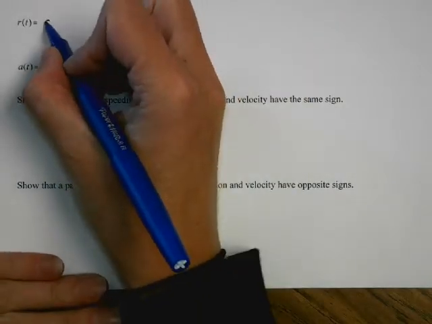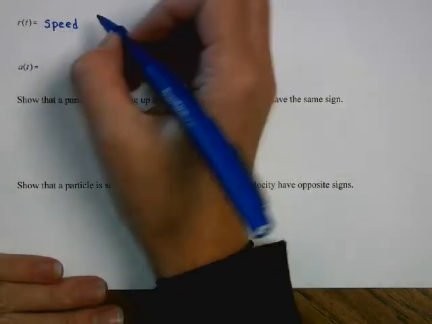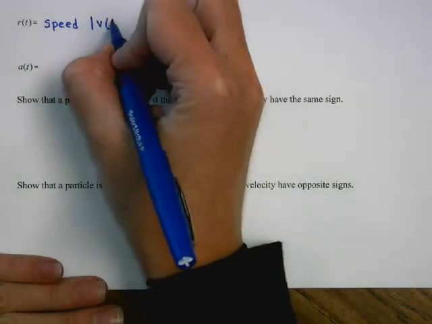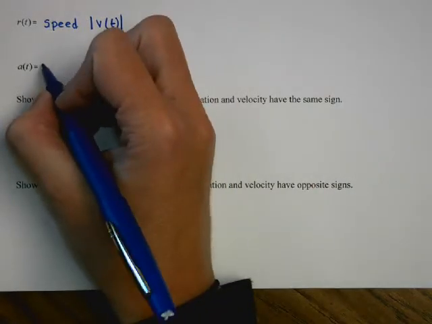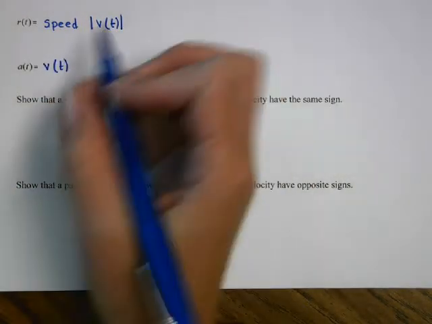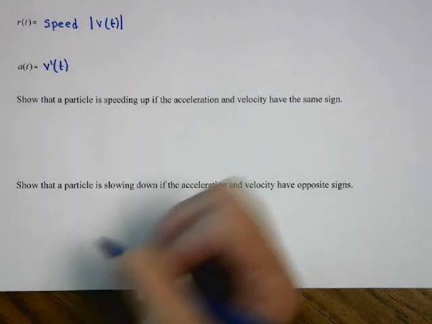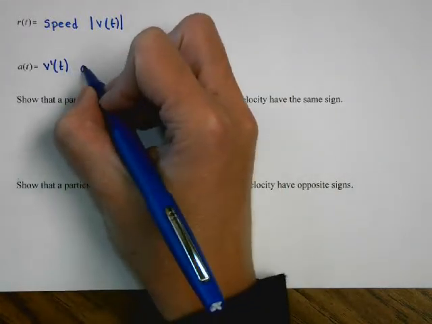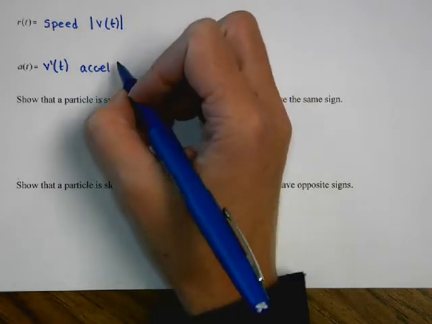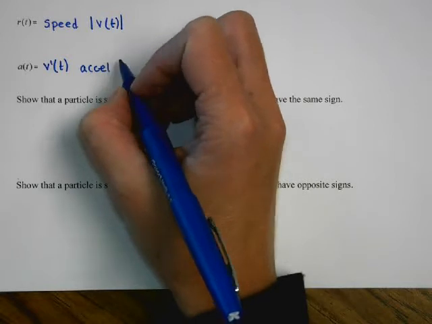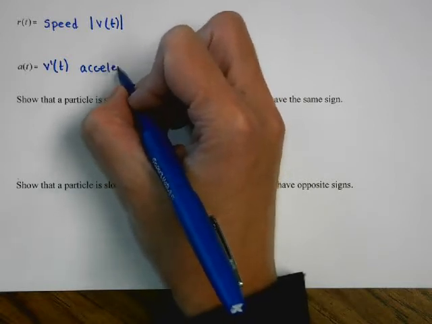R of t is the speed of the particle, which is going to be the absolute value of the velocity. Speed is always positive. Velocity is going to be the same number, but the sign associated with it also tells us direction. Acceleration, A of t, is the derivative of velocity, so it's the rate of change of the velocity.